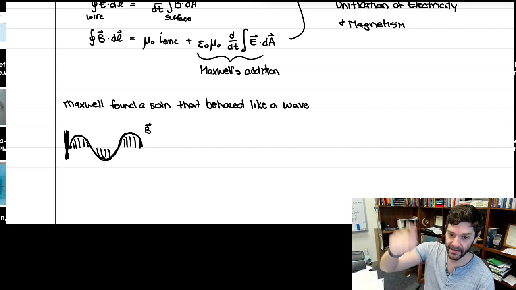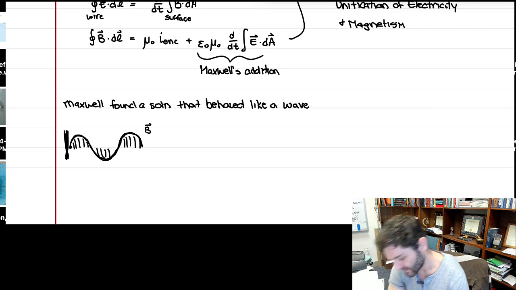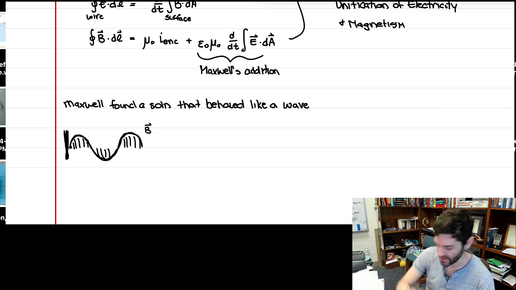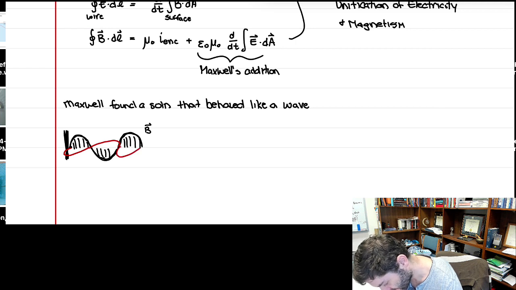Now, a changing magnetic field creates an electric field, just like how a changing electric field creates a magnetic field. So by changing the magnetic field, by shaking this thing up and down, it turns out you create an electric field that is perpendicular to this and looks like this. It also goes up and down, but at a 90-degree angle to the magnetic field. So this is the electric field.